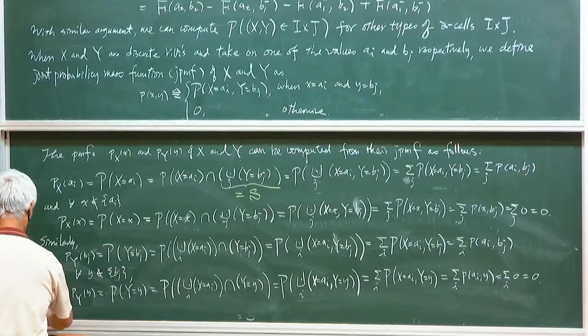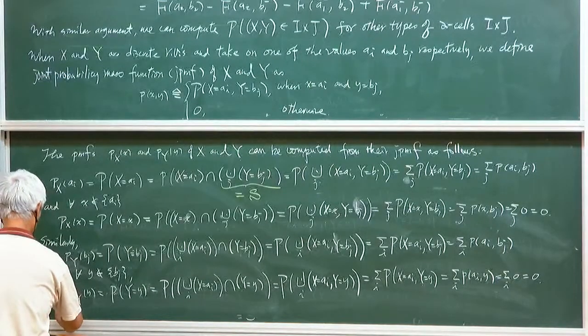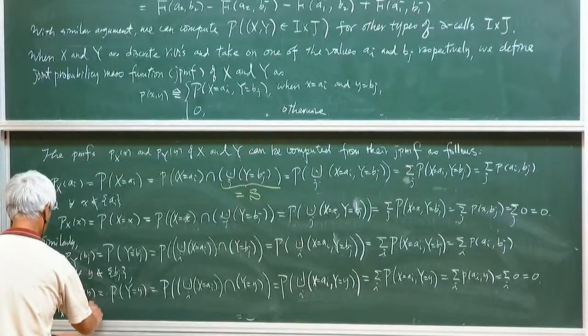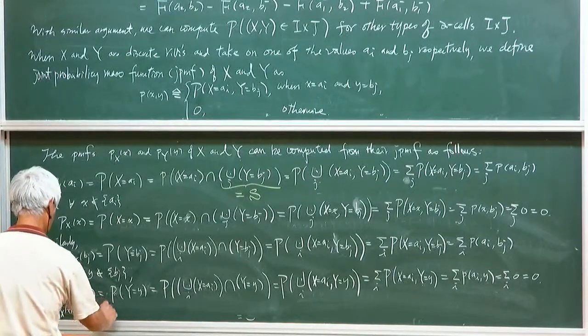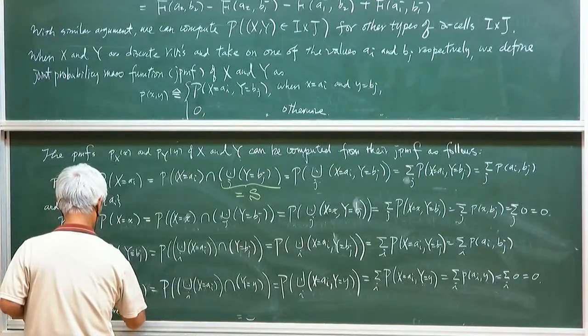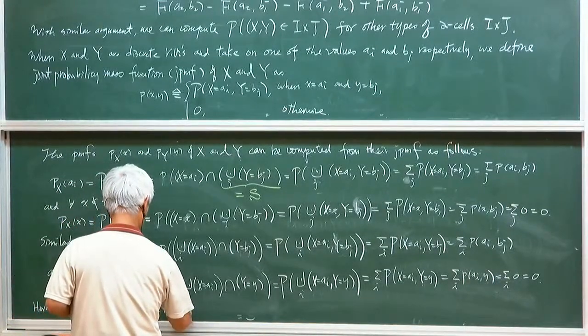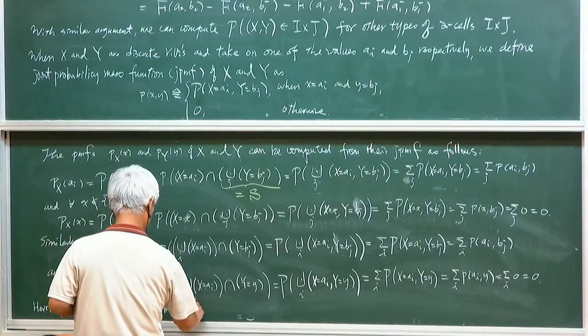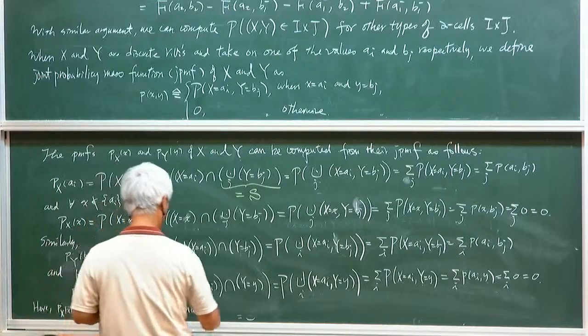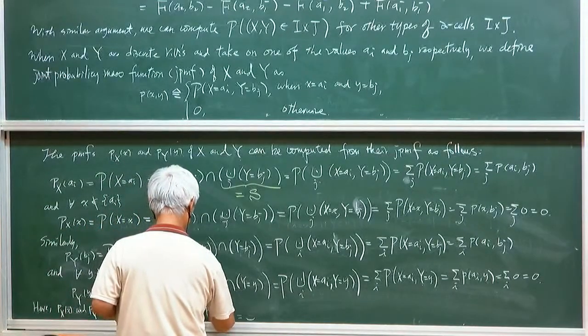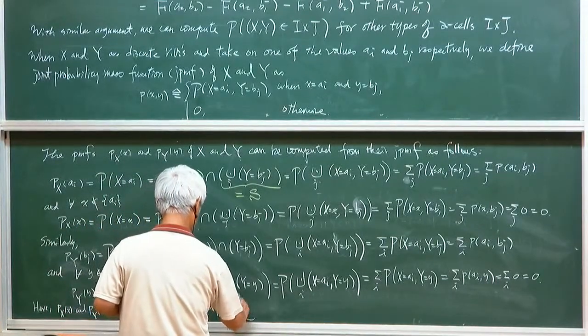So here, little p of capital X and little p of capital Y are called the marginal PMFs of x and y.